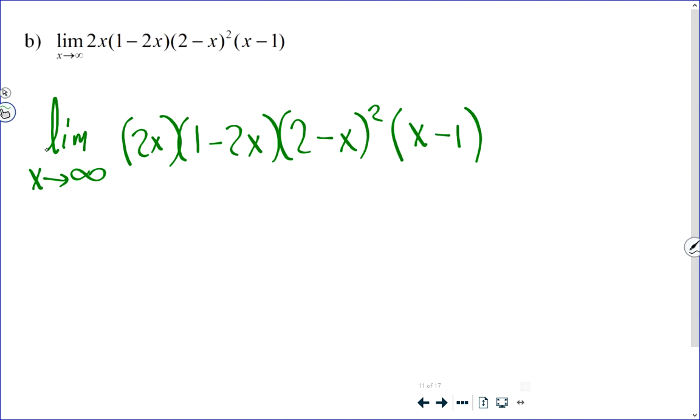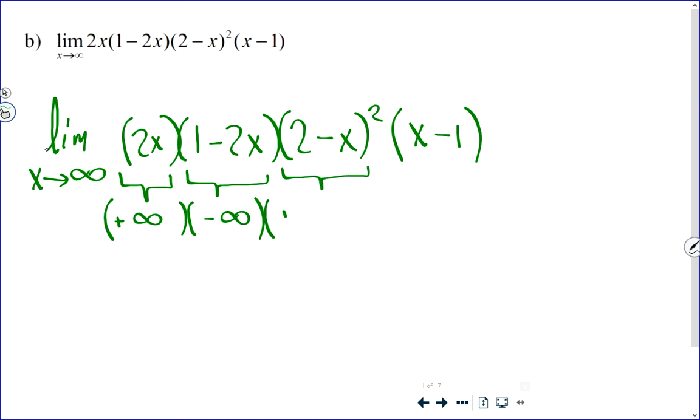At an infinitely large value of x, 2 times that number would be infinity. At an infinitely large value for x, if I double infinity, I get infinity. And if I take infinity away from 1, I get negative, but it's still infinity. This term will be infinity. And the reason why it's positive infinity is because of that squared. It doesn't matter what 2 minus x is. When you square it, it will be positive.